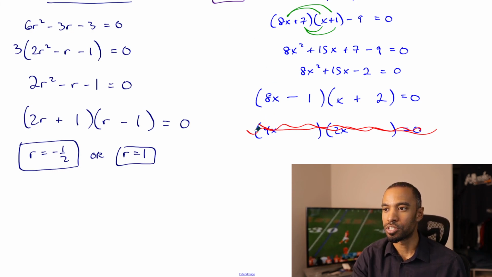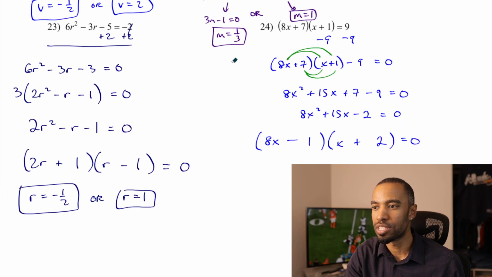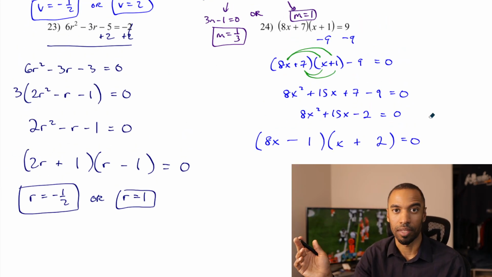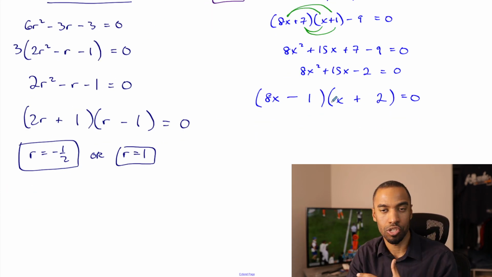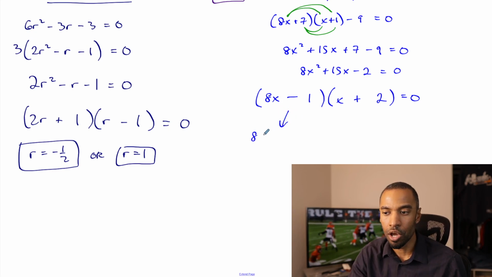So we have factored this, and compare the factorization of what we had before, 8x plus 7 times x plus 1, to this, 8x minus 1 times x plus 2. It is not the same thing, clearly. It's not even close. There could have been a possibility that had 4x and 2x. I mean, it couldn't based on what we said, but we didn't know that before.